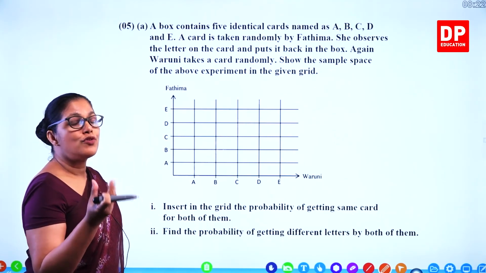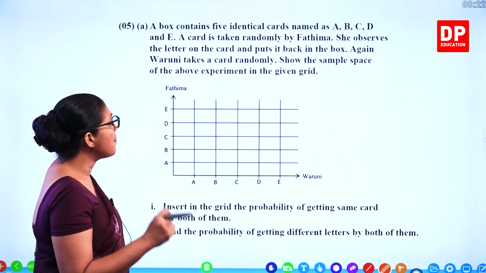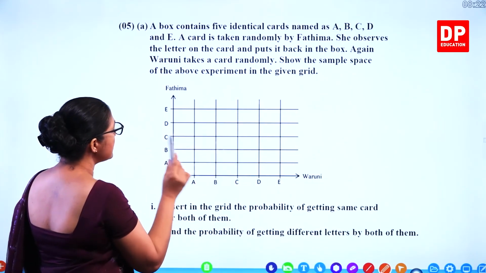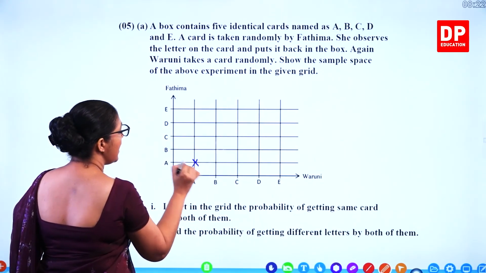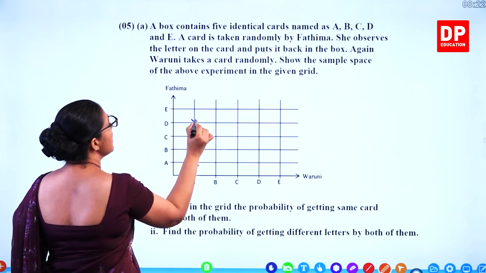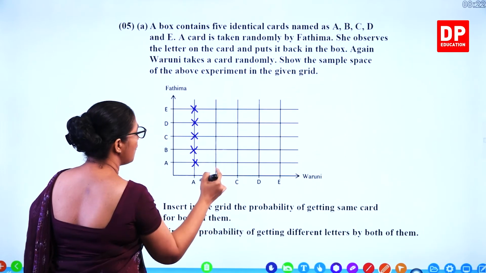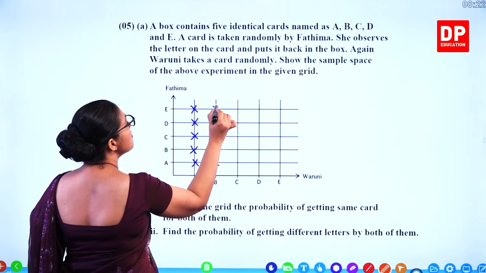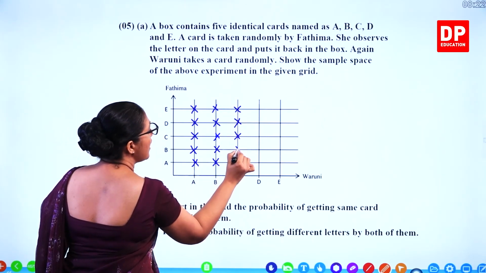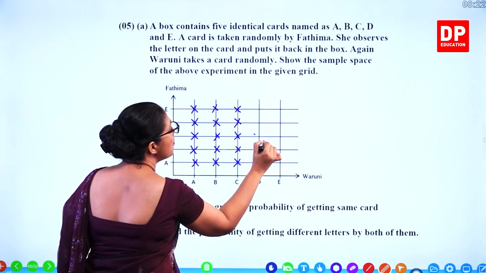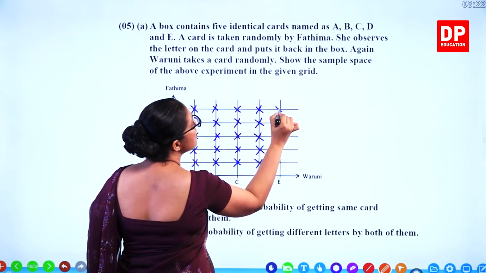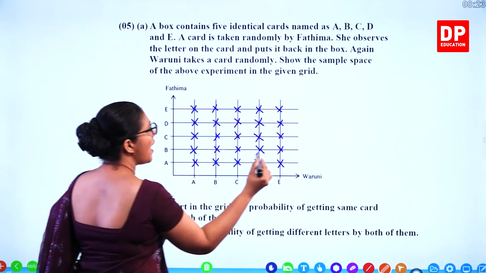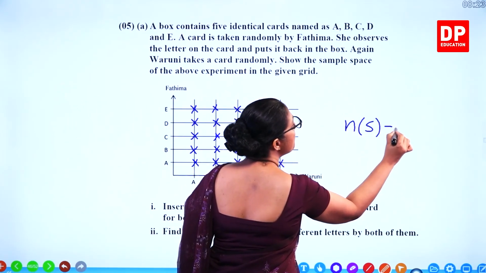So that means when you take it and put it back, you can get the same card. So what are the possibilities? You can mark all these possibilities. So you can get AA, AB, AC, AD, AE, B for Varuni and Fatima, BA, BB. So all these possibilities are okay because the card is put back into the box. So how many altogether? 1, 2, 3, 4, 5. 5 times 5, 25 outcomes are there altogether.